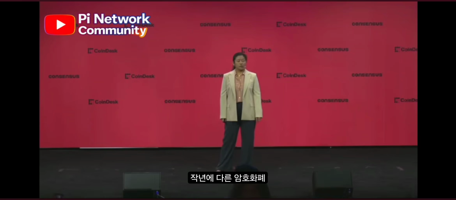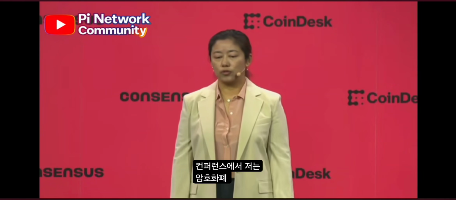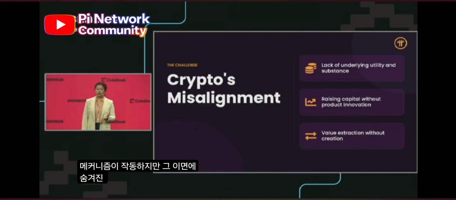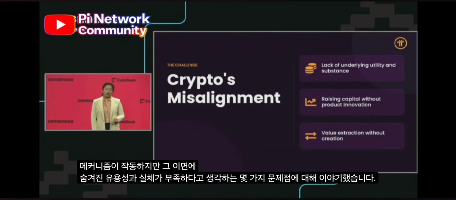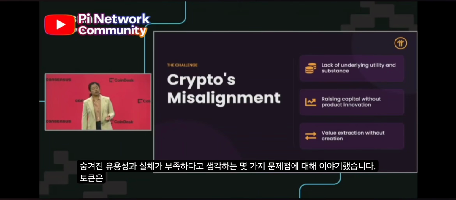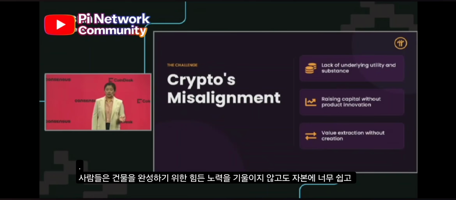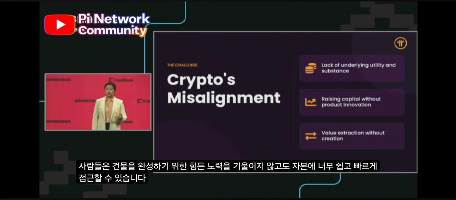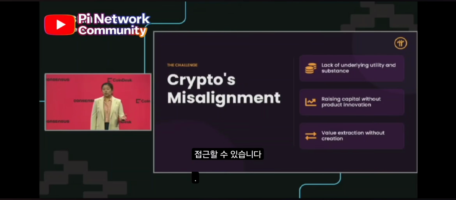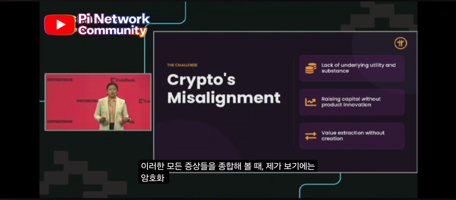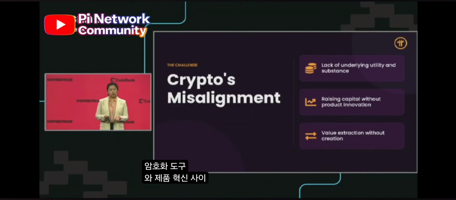Last year, in another crypto conference, I talked about a few issues I see in the crypto space. Specifically, tokens are issued and advanced financial mechanisms are running, but there is a lack of underlying utility and substance. Tokens are mostly used to raise capital without actual product innovation. People have too easy and immediate access to capital without doing the hard work to finish building. There is too much value extraction without equivalent value creation in the crypto space. But underlying all these symptoms, I see a misalignment of the crypto tools with product innovation.